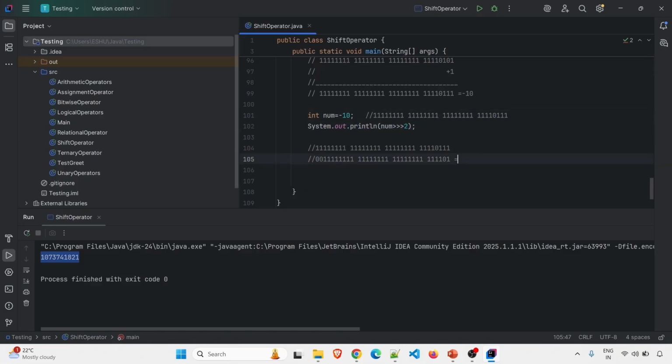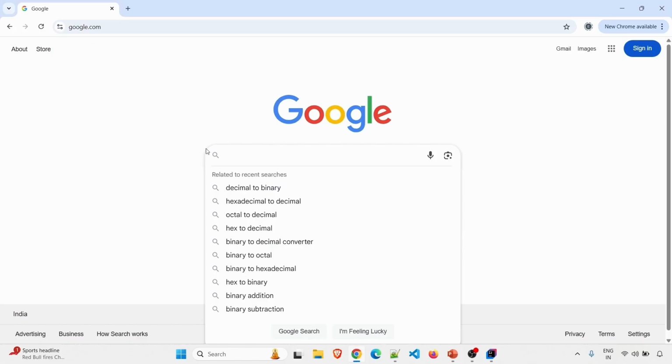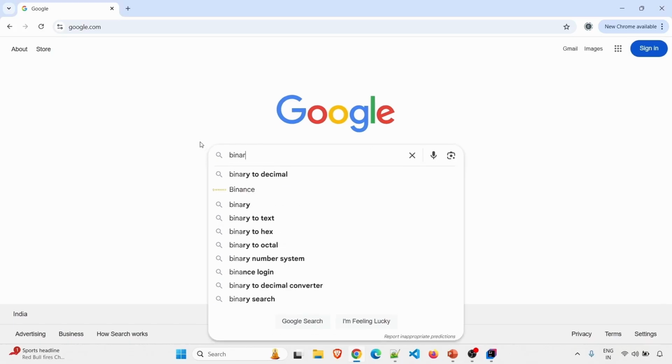Now if you convert this number to decimal representation, what will be the output? Let's see. I will open Google and directly search for the decimal representation of this number. I have shown you how to convert binary to decimal, and if you want, you can calculate it that way as well. But as of now, I will check on Google what the decimal value is for this binary number. So I will open Google, binary to decimal.